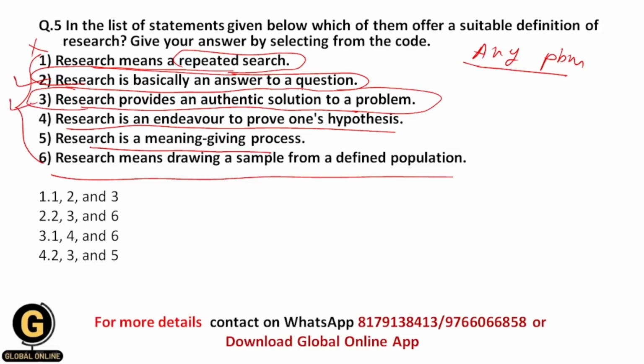So this is correct. Research is an endeavor to prove one's hypothesis. Yes, in research we prove hypotheses, but it is not mandatory that we should have a hypothesis in our research. For example, descriptive types of research, and that's why this is also incorrect.